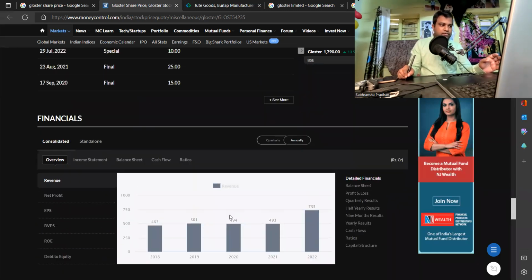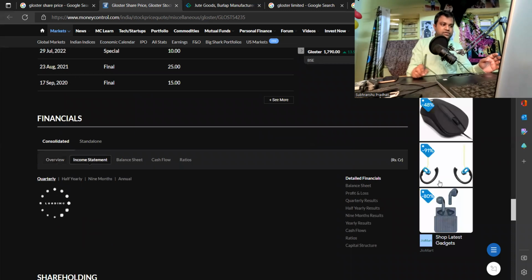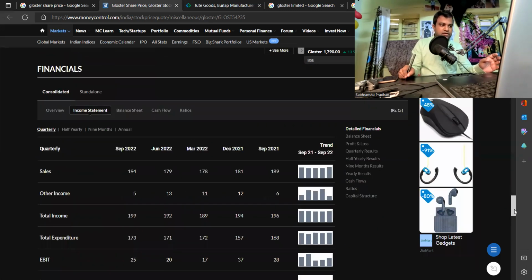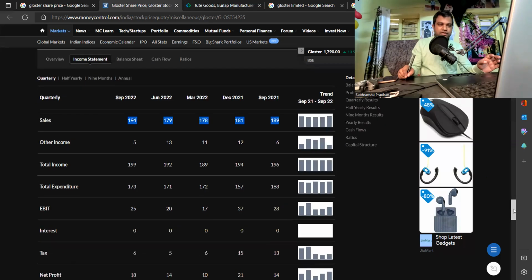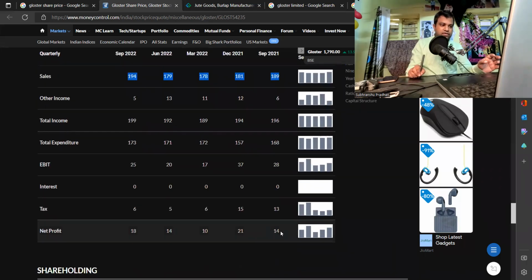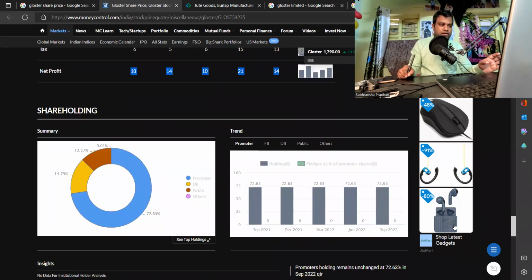If we look at the income statement, let us discuss the income statement. The business or the sales are within 180 to 190 crore. It varies, not much growth is there, but profit is also fluctuating between 15 to 18, 20 crore, something like this. And promoter holding is good.